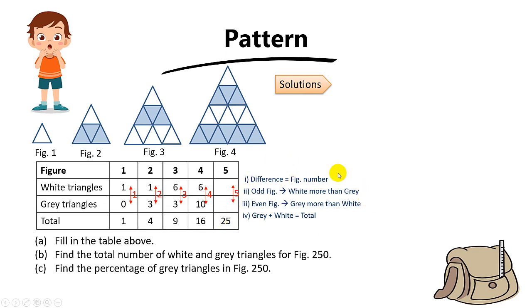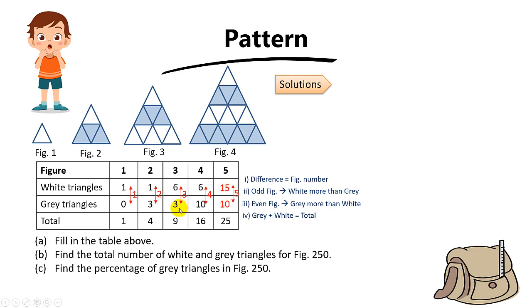So with all these patterns in mind, can you tell me how to find the white and gray triangles? Very simple. Since we know that the white is more than the gray by 5, to find the gray triangles, you take the total triangles minus 5 and then divide the answer by 2. So 25 minus 5 is 20, then 20 divided by 2 gives you 10. To find the white triangles, you just take 10 plus 5, you get 15. So this is how we find the white and gray triangles.